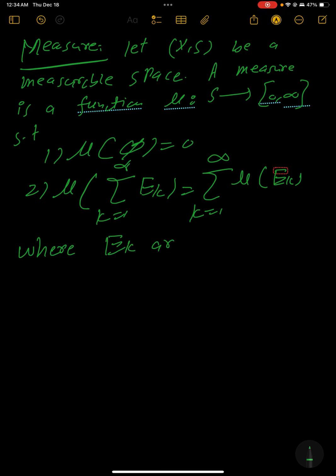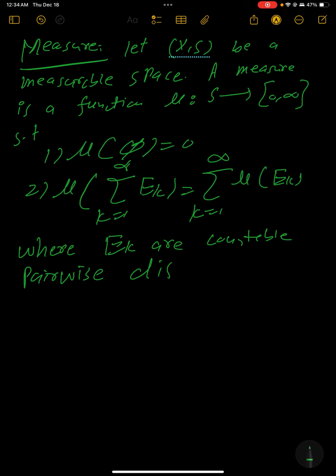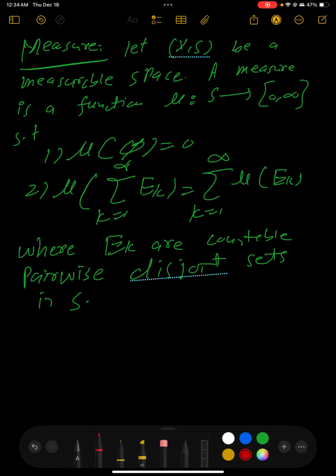Ek are countable pairwise disjoint sets in the sigma algebra, as they are pairwise disjoint. So this thing is very important, this word pairwise disjoint. Okay, this is very important. So this is the only important thing in this definition.